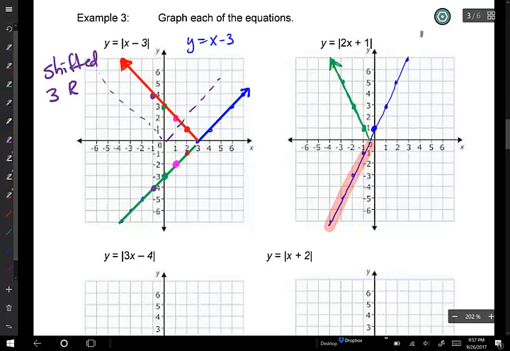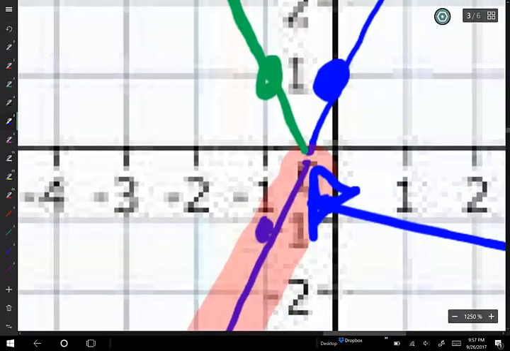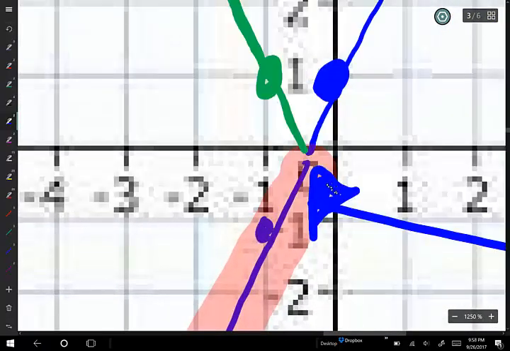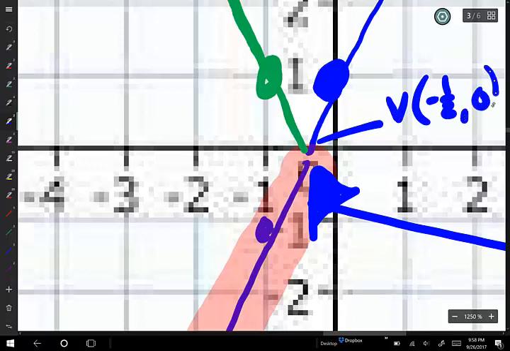Specifically, it's going to touch where 2x plus 1 equals 0. So 2x equals negative 1, so x equals negative 1/2. So that point right there, where we zoom in, that point is at negative 1/2, 0. That's the vertex. Negative 1/2, comma, 0.